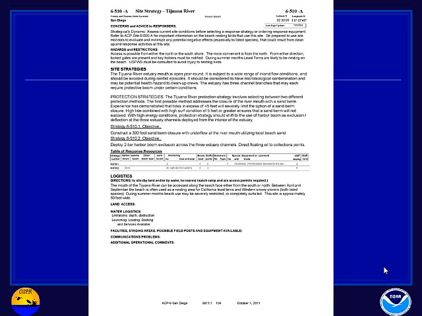Here we have the site strategy page. Concerns and advice to responders, sorry. You have some hazards and restrictions, and then you also talk about the site strategies, protection strategies. It gives a list of what techniques you'll use initially to protect the area. So in this case, it says to construct a 300-foot sand berm closure with underflow at the river mouth.